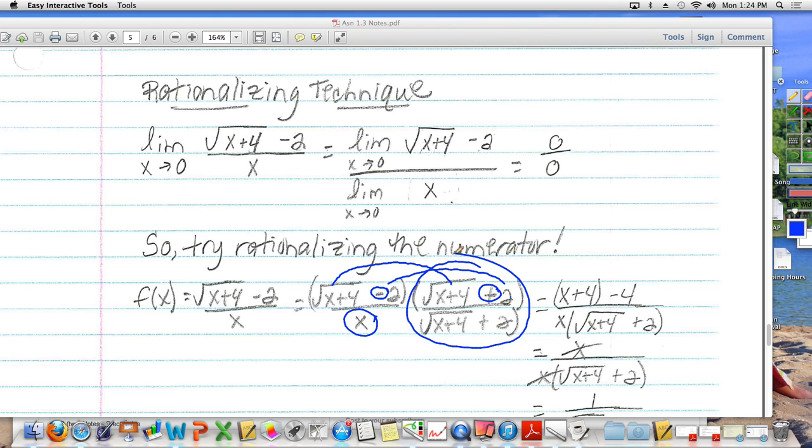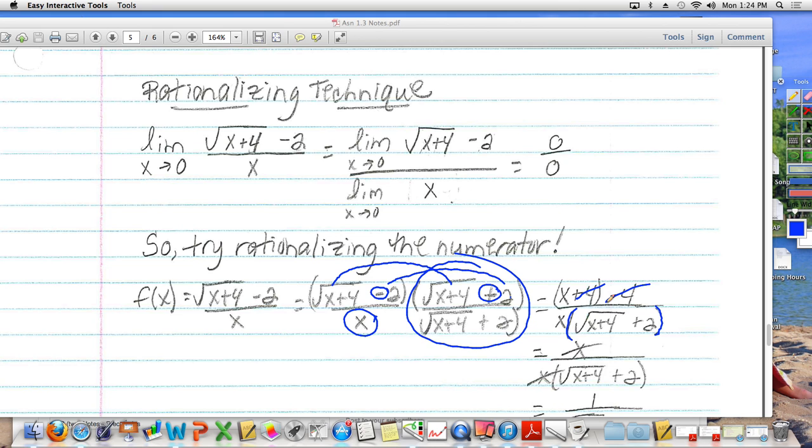I'm just changing the way it looks. All right, so when I do that, I end up with x plus 4 minus 4 over x times the square root of x plus 4 plus 2. The plus 4 and the minus 4 cancel out. Part of the reason we did this.